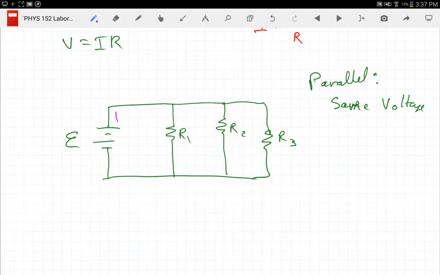I have current that comes out of my battery, and what's it going to do when it gets here? Some of it will go down, some will keep going. What about when it gets here? And when it gets here, it all goes down because there's no other path. And then it will join up together and come back. So all of the current that left here is going to be coming back here. We didn't use up the current, it just cycled.